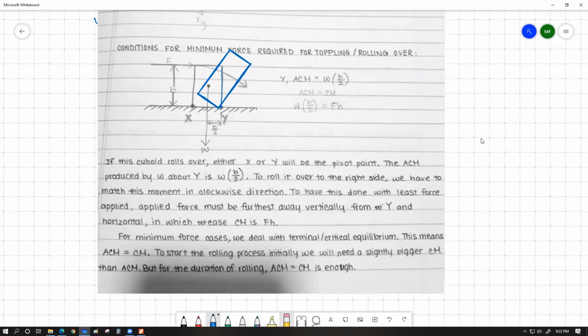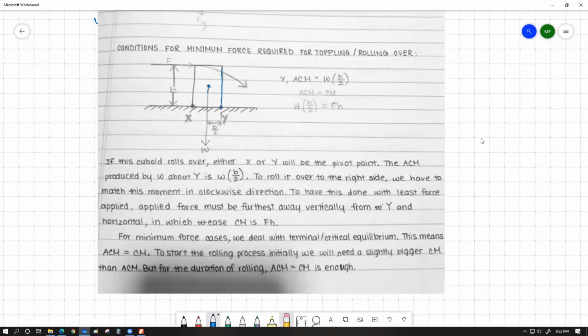So it will be like this. Now what is important is that whenever this point is considered as the equilibrium point, as the pivot point, we have to work against the moment produced by the weight. If you consider this a uniform rectangular object, the center of gravity is right over here, and weight is acting from this point vertically downwards.